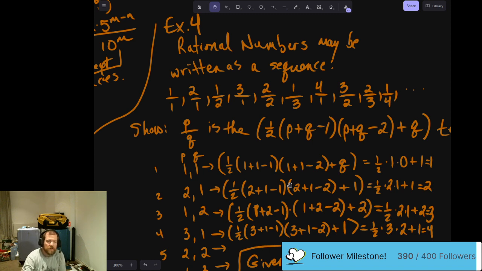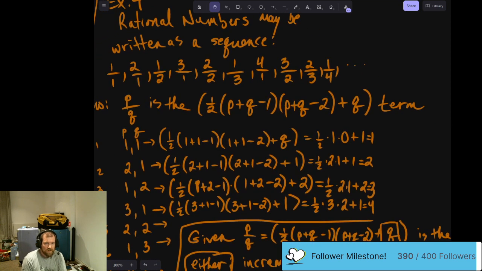So we always start with the integer value that this partitioning of that particular number has. So in the case of 4/1, 3/2, 2/3, and 1/4, they both add up to 5. It's like, how can you write these rational numbers as a partition, essentially? And then we said that P over Q can be expressed as this term: the 1/2 times P plus Q minus 1 times P plus Q minus 2 plus Qth term.